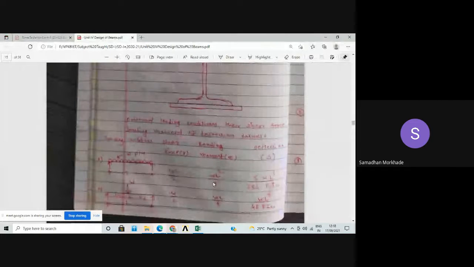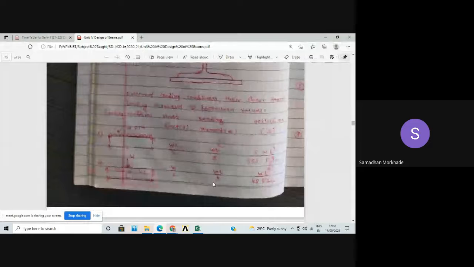Then these are the standard cases, for various loading conditions, how much is the shear force, bending moment, and deflection. First is a simply supported beam subjected to UDL over the entire span. The shear force is WL by 2, the bending moment is WL square by 8, and the actual deflection is 5WL^4 divided by 384 EI.